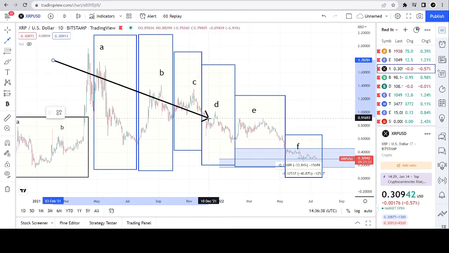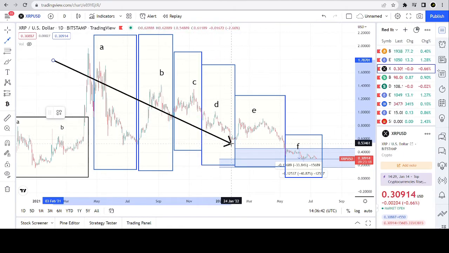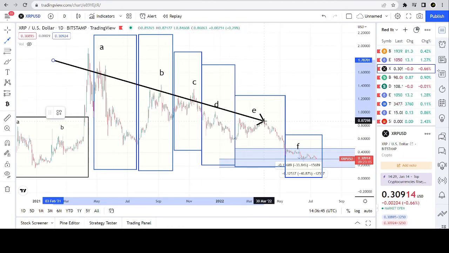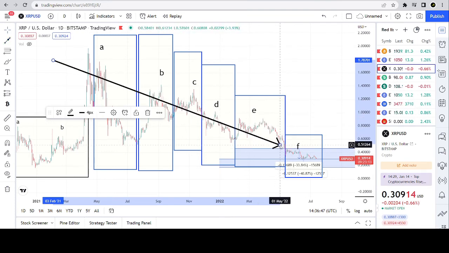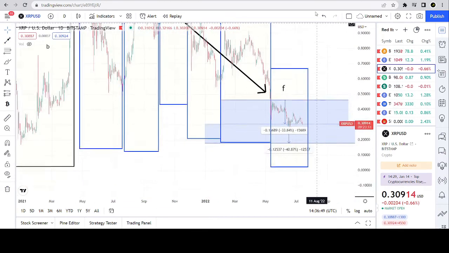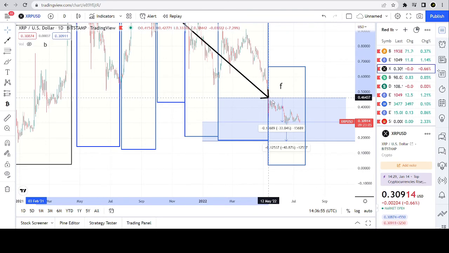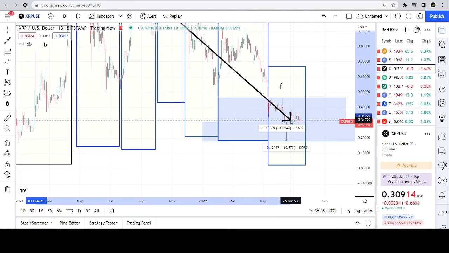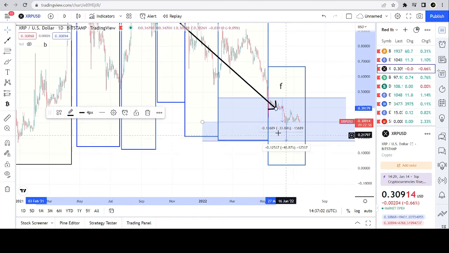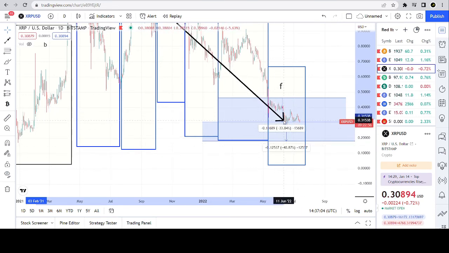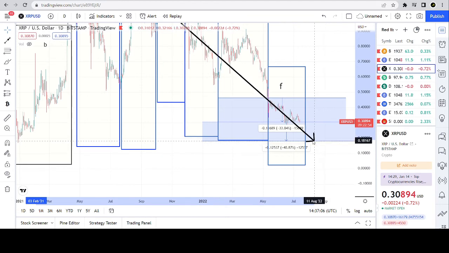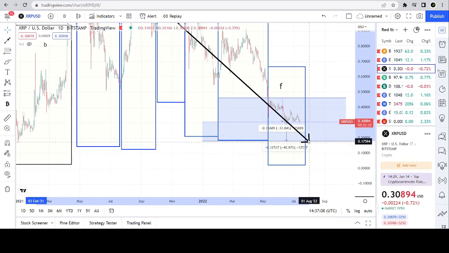D goes up, does a bull right here. Sorry, it goes up, does a bull, comes crashing back down. E goes up, does a bull, comes crashing back down to pattern F. And here we are. If you measure from the part where F pulls back up at the very beginning down to the trough of this peak right here, it is a 33.84% decline.